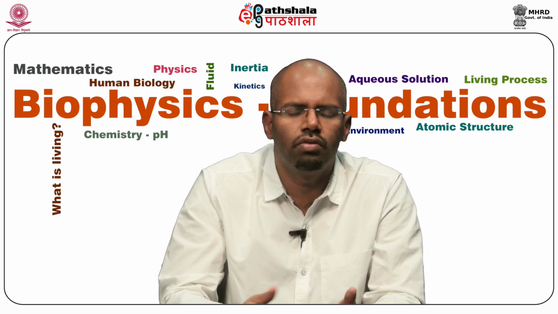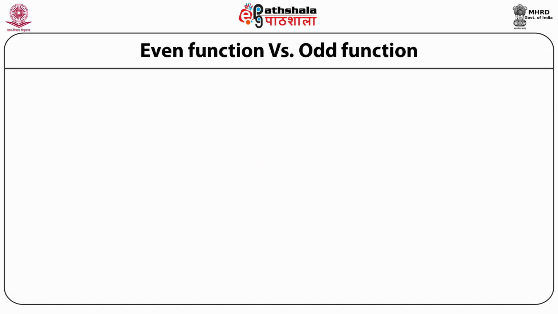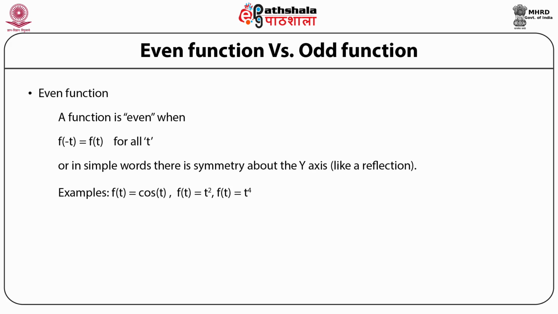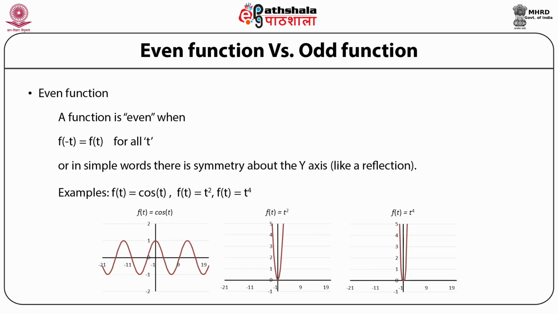Otherwise, the Fourier series will not converge. We are going to see the difference between even functions versus odd functions. An even function is one where f of minus t is equal to f of t. That means it is the same function on both sides of the origin, then it is even.